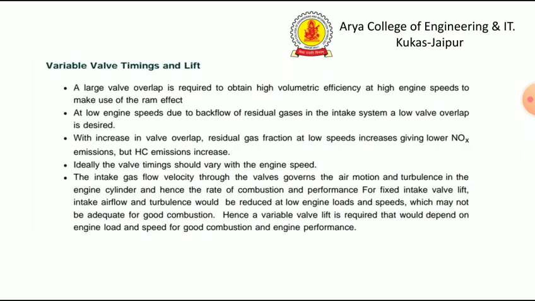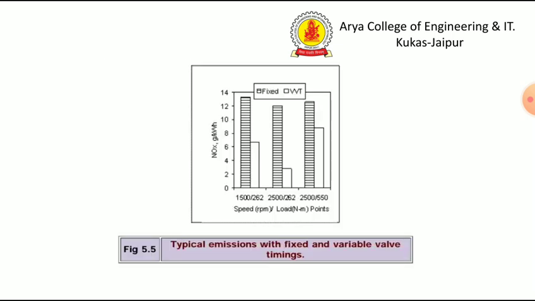Next is variable valve timing and lift. A large valve overlap is required to obtain high volumetric efficiency at high engine speeds to make use of ram effect. At lower engine speeds, due to backflow of residual gases in the intake system, a low valve overlap is desired. With increase in the valve overlap, residual gas fractions at low speed increase, giving lower NOx emissions, but HC emissions increase.